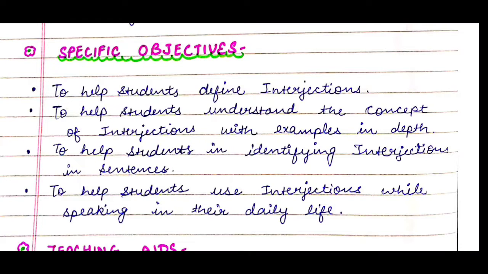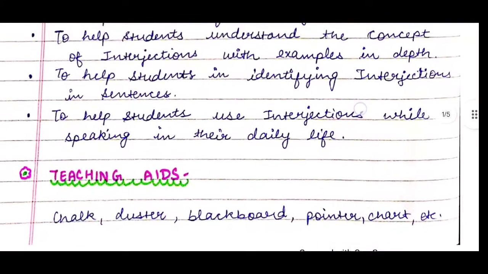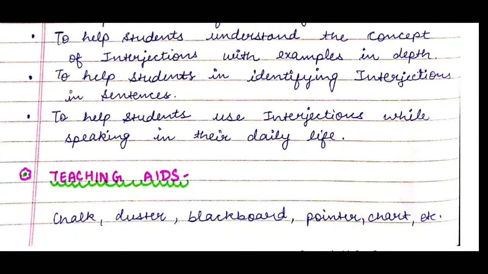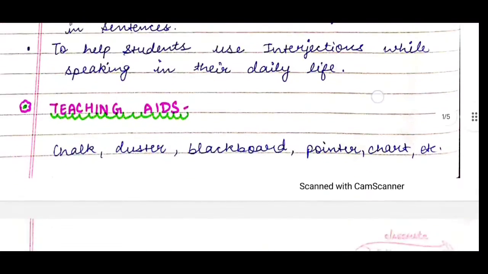Okay, so these are specific objectives, and as you already know, these are related to the topic that we are going to teach, that is interjections. What are our objectives to teach this topic? After this in our lesson plan comes teaching aids. So what all material do you need to teach the lesson? We need chalk, duster, blackboard, pointer, chart, etc. Whatever you need you can mention here.